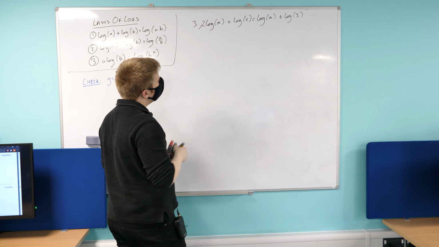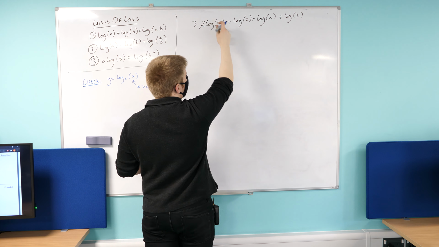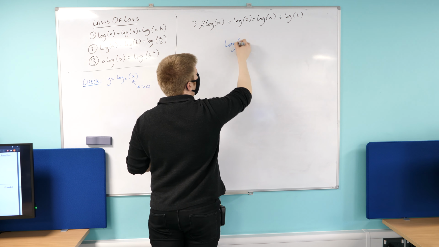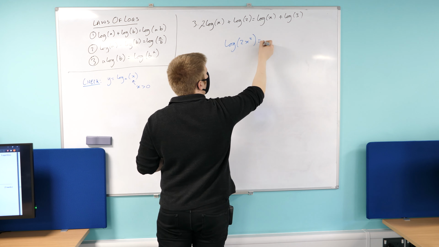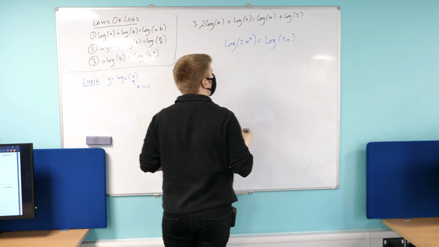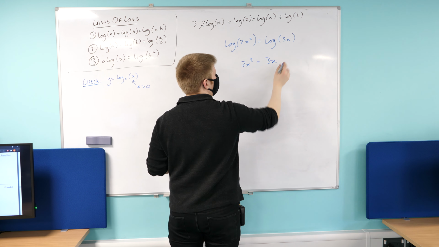Log 2x squared. Good, so you see the power climbs up there to become x squared times 2. All right. And then you times those two things together. Good, well done. Then 2x squared equals 3x. Good, you've got log of something equals log of something.